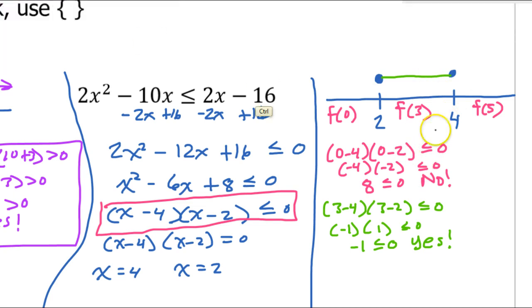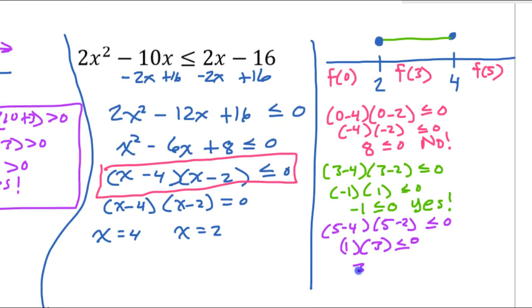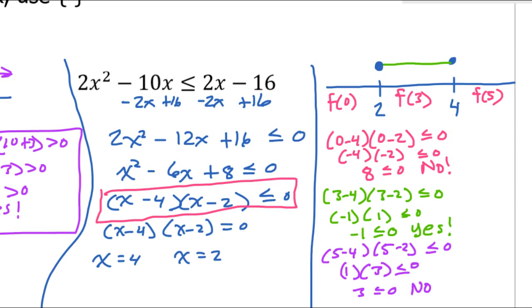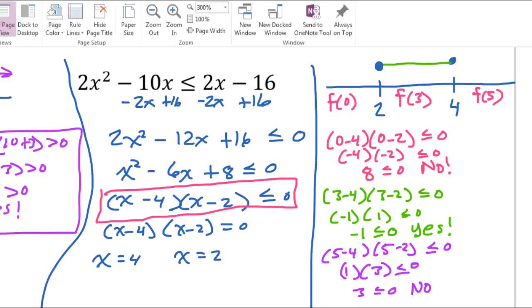And finally, I will check the 5. So if I do 5 minus 4, 5 minus 2, and is that less than or equal to 0? Well, this would be 1 times 3. Okay, so obviously 3 is not less than or equal to 0. So I got another no. So I leave that blank. So this graph now shows me the solution set.